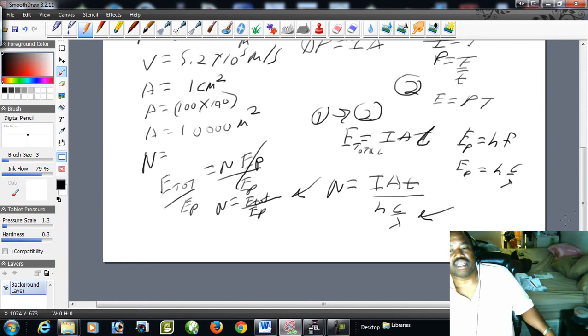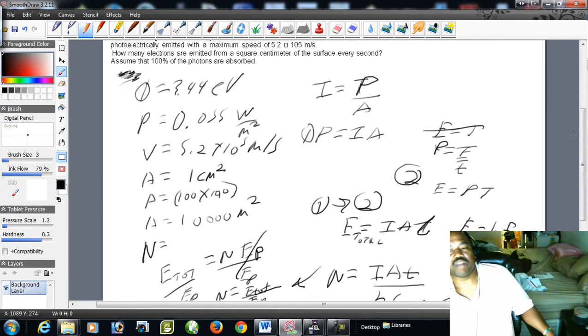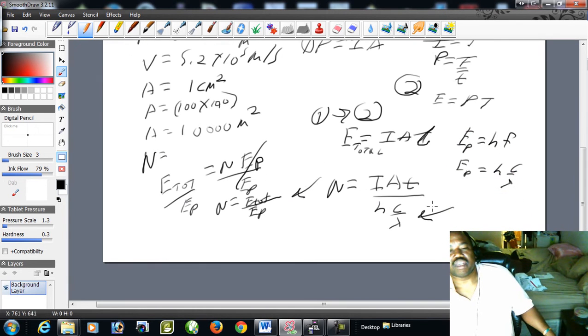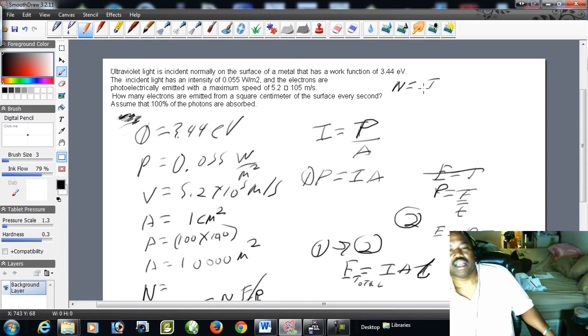Since I have a lambda on the bottom, you can manipulate this equation. If I can find some white space somewhere, I'm going to bring it all the way up here. It's going to look confusing, but go with me here. That's going to tell me that N is equal to, be very careful here, lambda's on the bottom, so when you divide, where does it go? On top. So I got I A t lambda over hc.